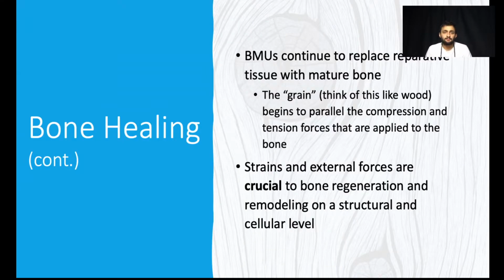Okay, so BMUs continue to replace reparative tissue with mature bone, and if you think about bone almost like wood, what we notice is that the grain begins to parallel the compression and tension forces that are applied to the bone. And the strains and external forces are crucial to bone regeneration and remodeling on a structural and cellular level. So low levels of strain, which is around 2,000 microstrains, are needed for remodeling, cell differentiation, and bone matrix formation, whereas excessive strains, which are greater than 2,000 microstrains, end up causing problems with osteoblast activity and differentiation. And that just speaks a lot to the importance of mechanical signals on bone formation and maturation.